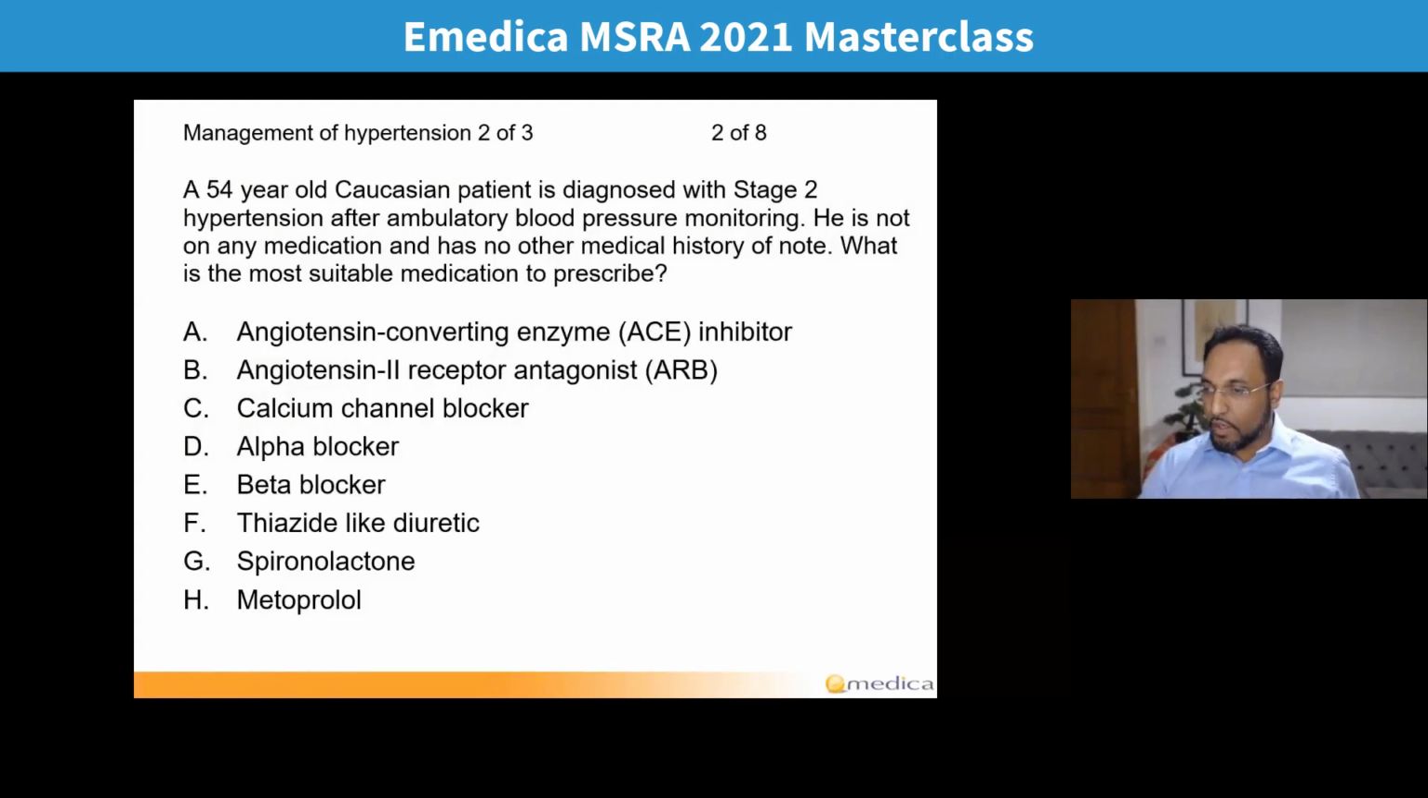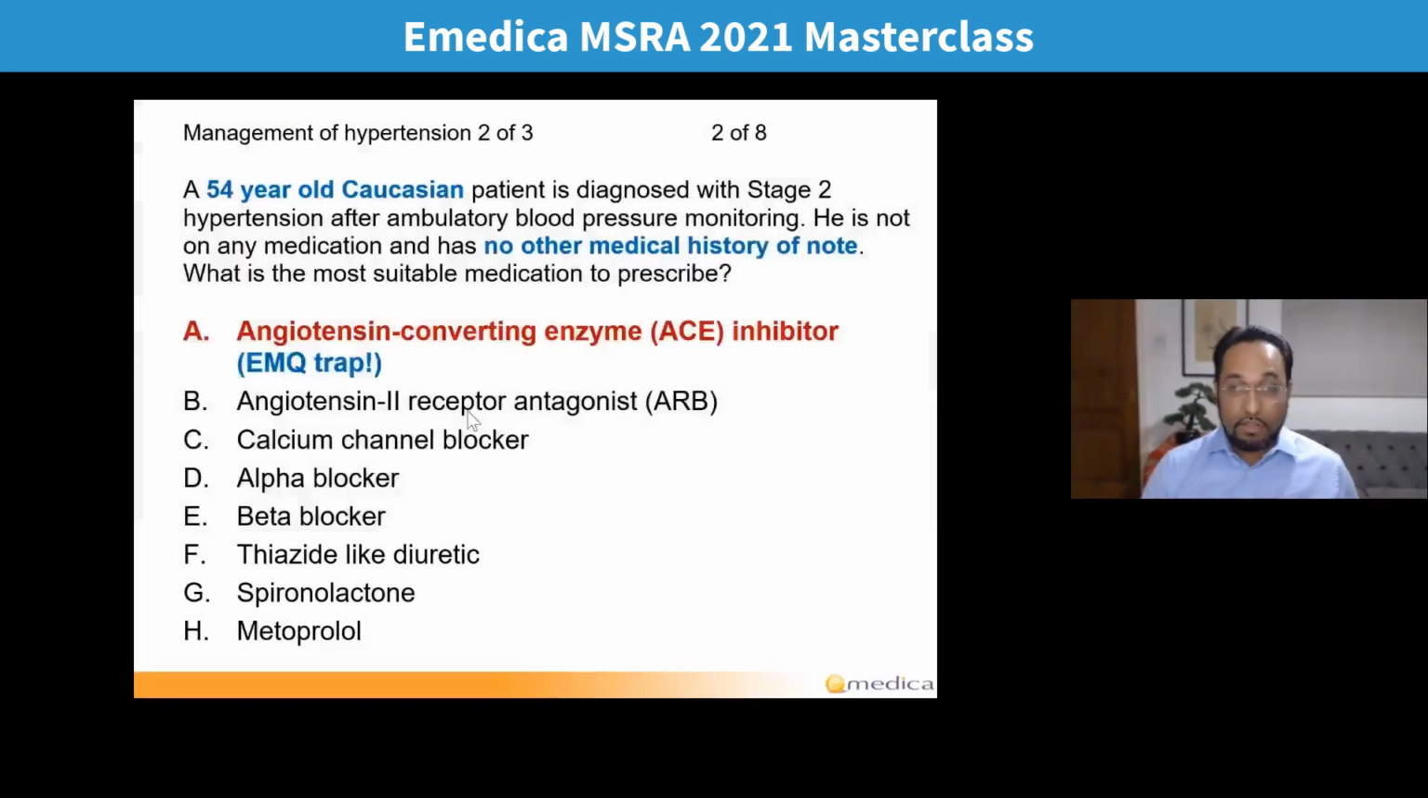Okay, let's do the second one. I'll just launch the poll again. So this one's a 54-year-old Caucasian patient, and he's got stage 2 hypertension. Again, no other medical history of note. He's not on any medication. So what we're going to prescribe for this patient. About 80% of you picked A, ACE inhibitor, and again, about 15% picked C, calcium channel blocker. All right, okay. The correct answer is A again.